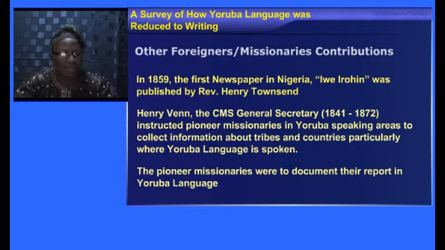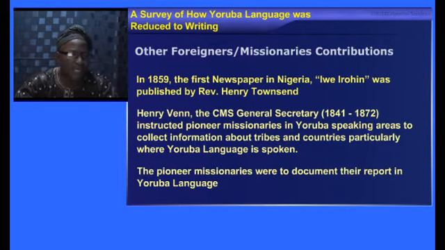Not only that, also Henry Venn, the CMS General Secretary between 1841 and 1872, instructed Crowther and other pioneers of Yoruba mission to collect authentic information about the tribes and countries, particularly where Yoruba language is spoken, so that they can make themselves familiar with the language and reduce it to reading and writing.